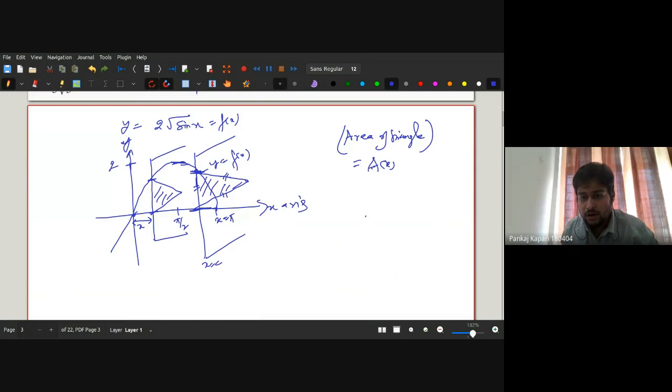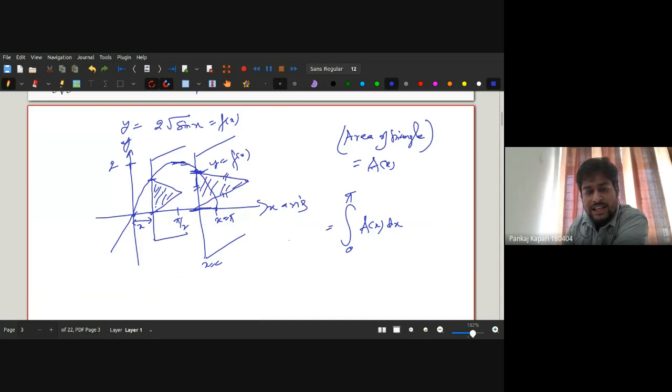Okay, and now you integrate this A(x) with respect to x from 0 to pi. That means you are adding all the areas of the equilateral triangles. At each value of x between 0 and pi, you have an equilateral triangle, and if you add the areas of all these equilateral triangles, you get the volume of your solid, right? So this is called the slice method.